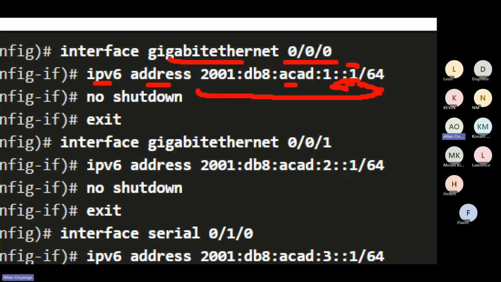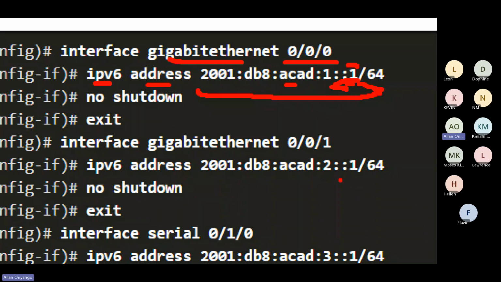So you differentiate it. If there's a number between double colon and /64, that is an IPv6 address. If there's no number, it is just double colon and /64. Now, that one is a network address for IPv6. Please do remember that, because some of you will start configuring network addresses as IPv6 addresses. That is wrong. Are we together up to there? You have to know how to differentiate the two of them.